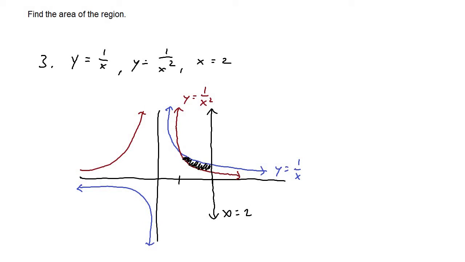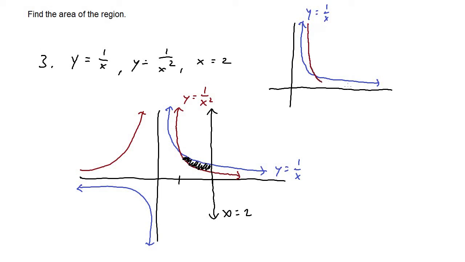So now what I can do with this is actually go ahead and zoom in to the graph. So I'm only going to draw the first quadrant. So y equals 1 over x, let's go ahead and just start with that. It's going to look something like this. So go ahead and label that y equals 1 over x. Then y equals 1 over x squared might look something like this. So I'll label that y equals 1 over x squared. And then finally we have x equals 2, which is going to be somewhere around here. So once again, we're looking for this region here.